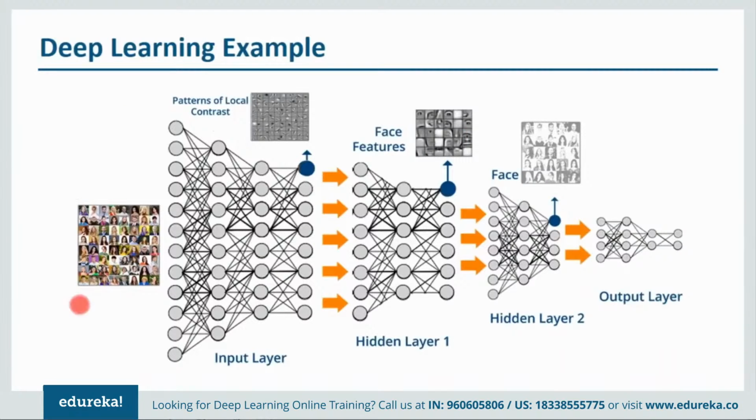So this is just a general overview of how a deep network looks. We have patterns of local contrast in the first layer. Then we fixate these patterns in order to form the face features such as eyes, nose, ears, etc. And then we accumulate these features for the correct face, and then we determine the image. So this is how a deep learning network, or deep network, looks.